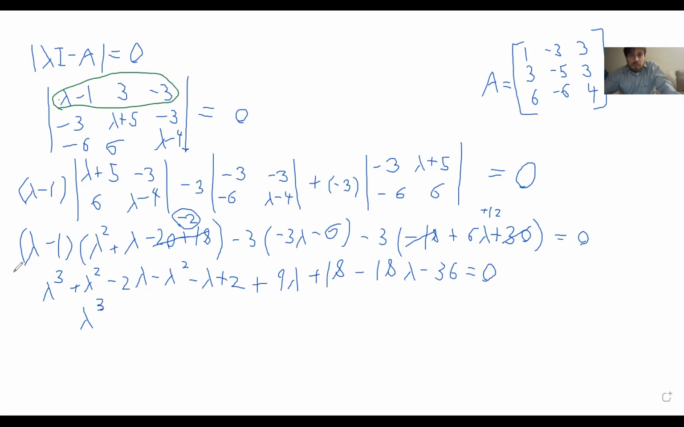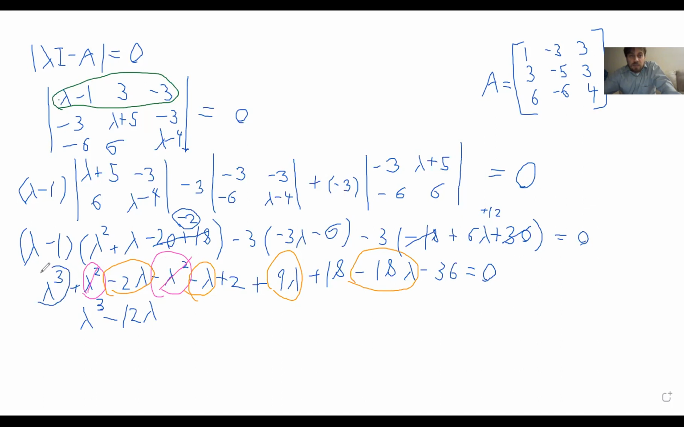Okay, you have a lambda cubed here. And then the lambda squared is lambda squared plus negative lambda squared. That's it, so they cancel. There's no lambda squared. Then for lambda, there's negative 2 lambda, negative lambda, 9 lambda, and negative 18 lambda. So when you add those, you get negative 3 lambda, 6 lambda, you get negative 12 lambda. You get minus 12 lambda.